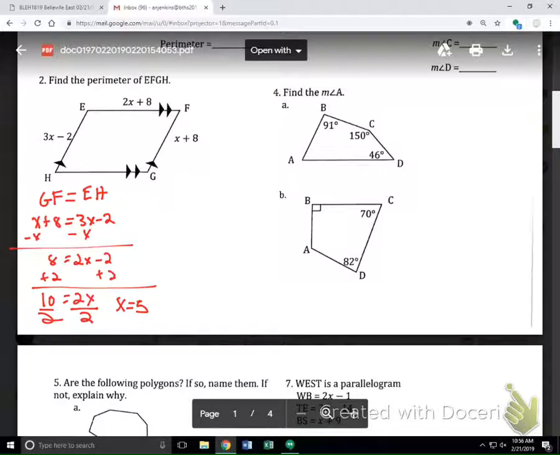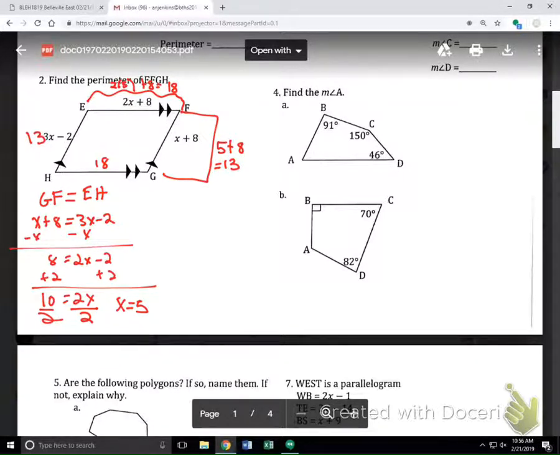So now that we have 5, we want to find the side lengths. I only have to find the ones that are one of each, that are not opposite of each other. So I can find this side here. It's easy to substitute 5 in for x plus 8. So 5 plus 8 is 13. Up here, this is going to be 2 times 5 plus 8, which is 18. We know over here this is 18.